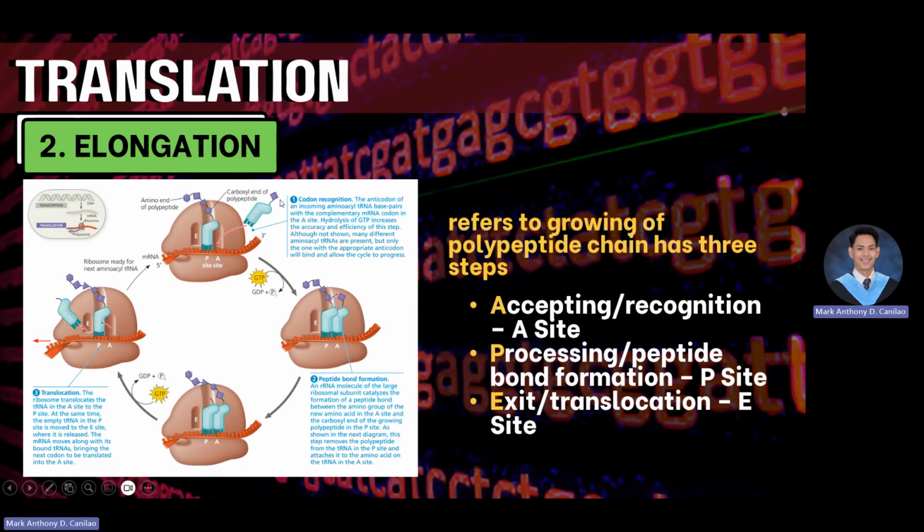to another amino acid. So, in Gen Bio 1, we have discussed that amino acids are made up of the central carbon, the R group, the carboxyl group, and the amine group. So the amine and the carboxyl group attach, and a bond forms there. And last one, we have the exit or translocation site wherein the tRNA that we have no longer carries an amino acid, and it will now exit the ribosome.